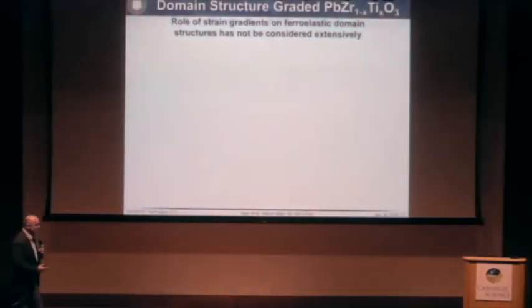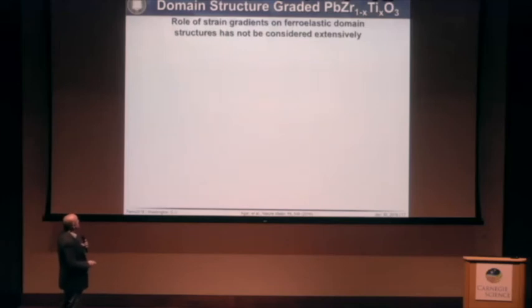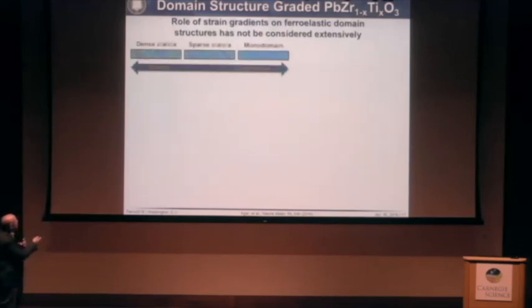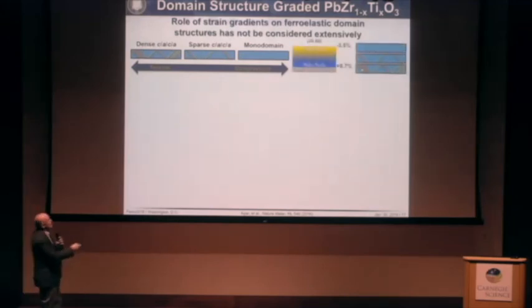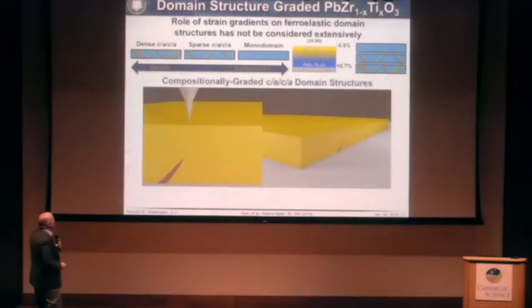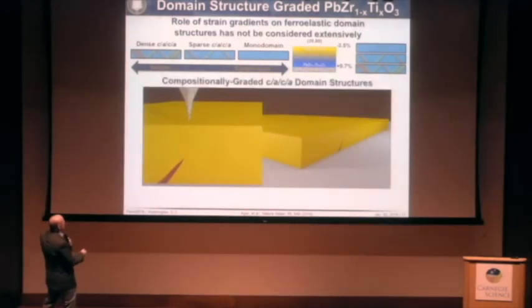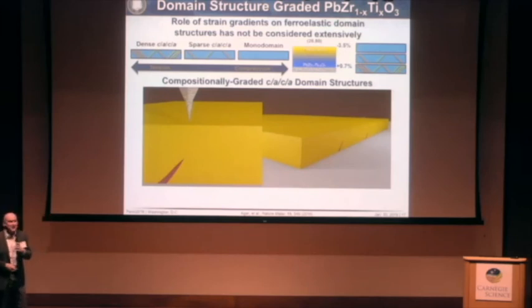Now, what happens in the compositionally graded version is a different story. If we just think about how the domain structure should evolve as we go from compression to tension, we can change the expectation of these domain structures in this tetragonal version of a material, from having monodomain structures to sparse CA to dense CA structures. And so if we put this all in one film, we might think we have a dense structure at the bottom, sparse in the middle, and no need for these A domains at the top surface. So this was our hypothesis for what the cross-section of these things might look like overall.